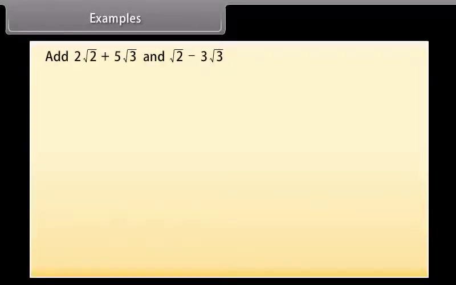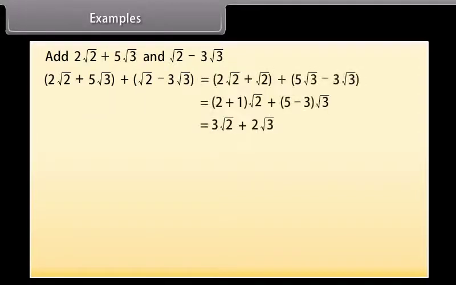Examples. Let's add 2 square root 2 plus 5 square root 3 and square root 2 minus 3 square root 3. We can write it in this way also. Hence, the answer we get is 3 square root 2 plus 2 square root 3.